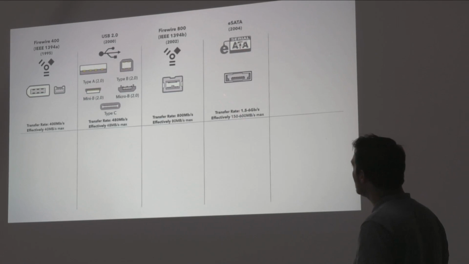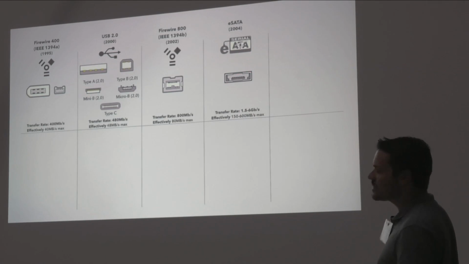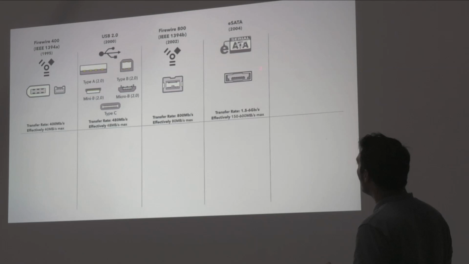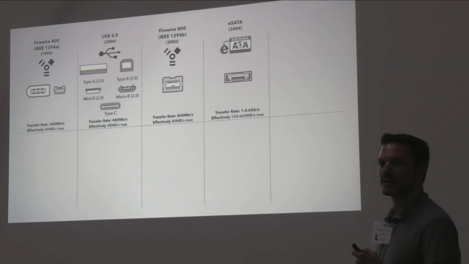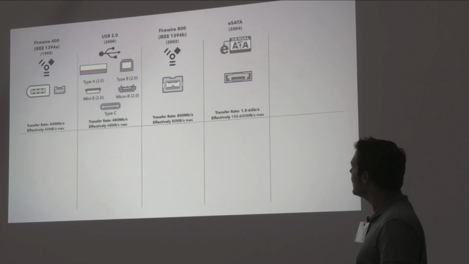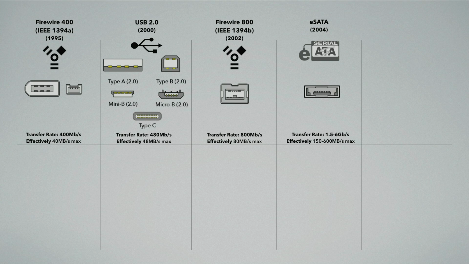So with eSATA, it's based on the SATA protocol, which means that it can have a transfer rate of between 1.5 and 6 gigabits per second, which is effectively 150 to 600 megabytes a second.